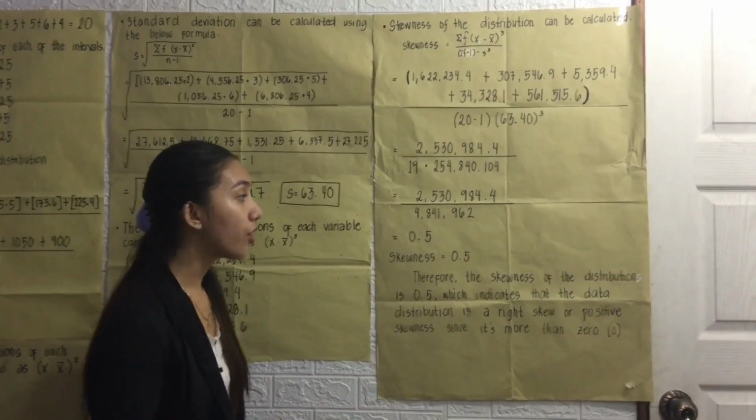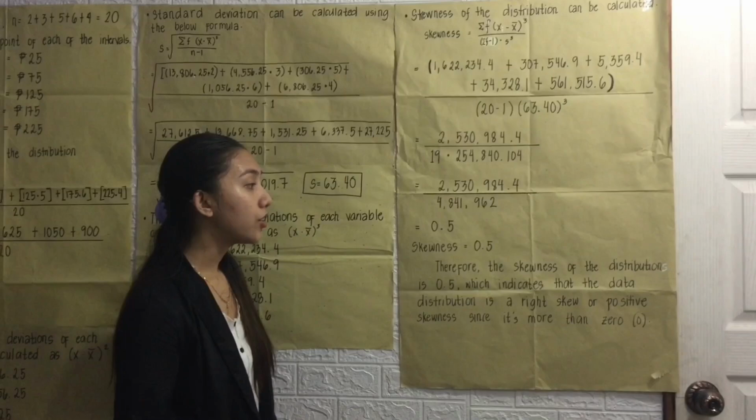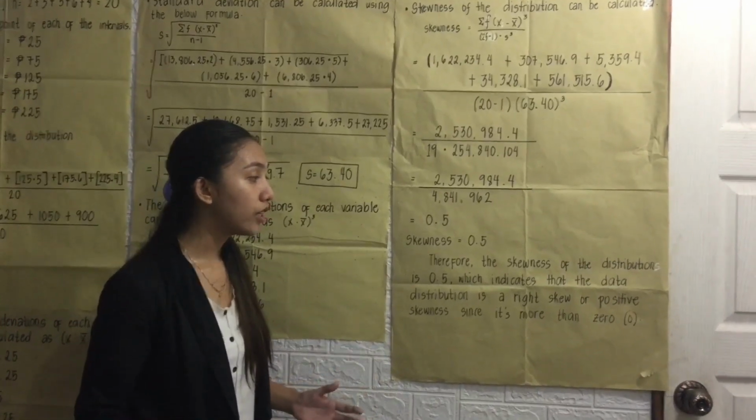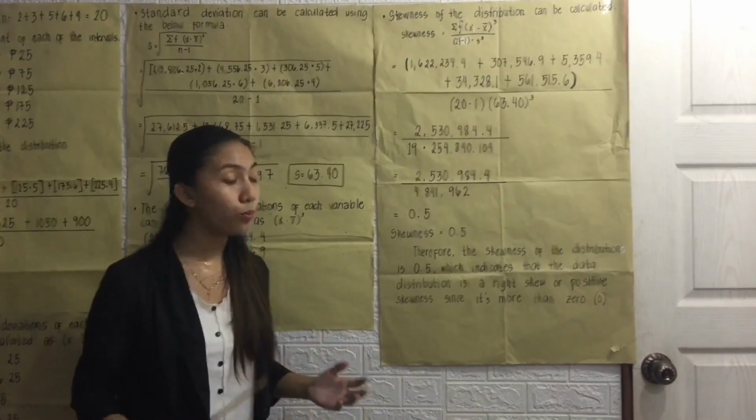Therefore, the skewness of the distribution is 0.5, which indicates that the data distribution is a right skew, or positive skewness, since it's more than 0.